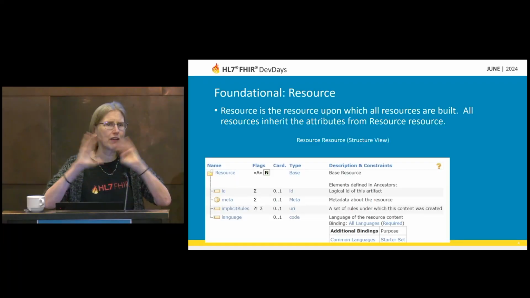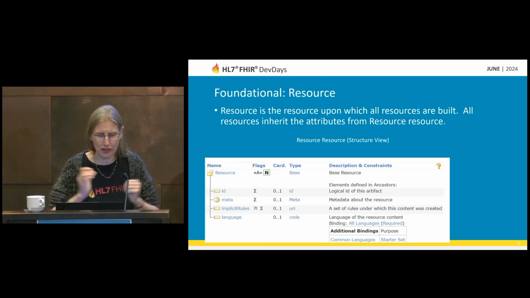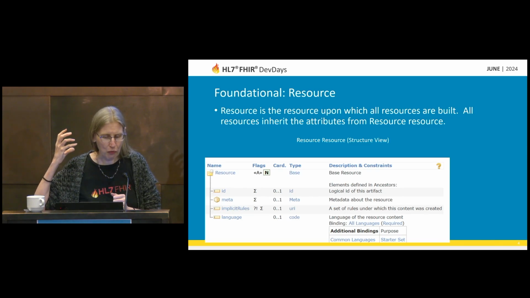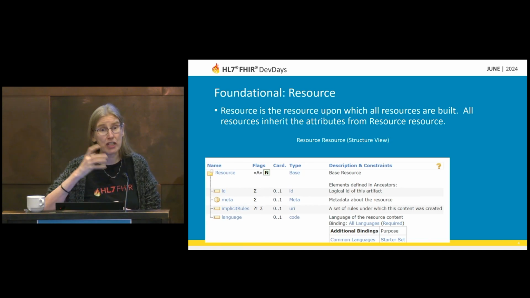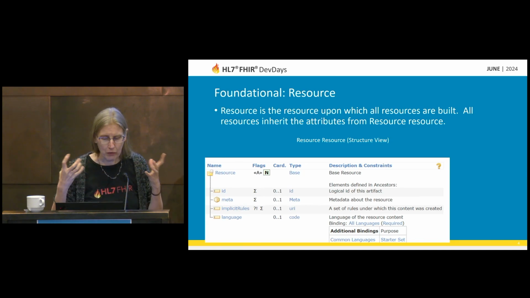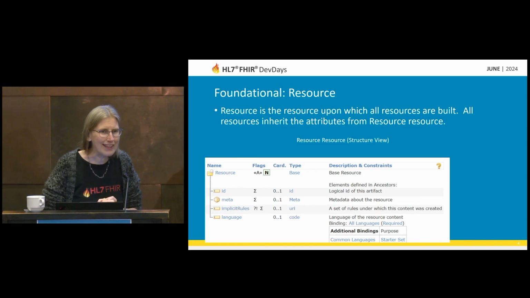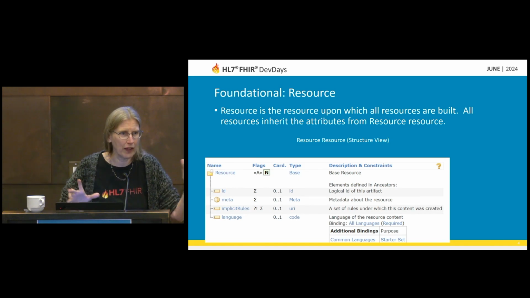Okay, so we're going to start out with resources that are foundational, right? And the most foundational resource is the resource upon which all other resources are built. Resources inherit the attributes from the resource, or at least one particular one inherits from it, which we're going to talk about. But indirectly, all the resources are inheriting the attributes from here. This is like a secret thing that sometimes when people first look at FHIR, they don't realize where these other fields come from.